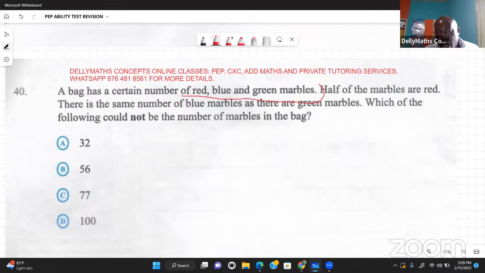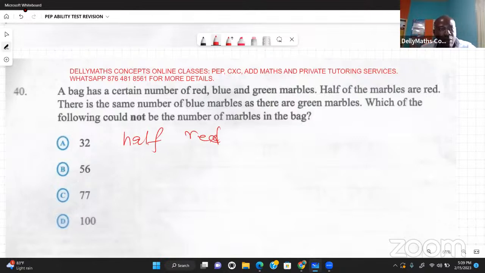Red, blue, and green marbles. All right, fine. So seeing that, make note. Half of the marbles are red. Half, whatever it is, half of it is red, right? So half of the total is red.